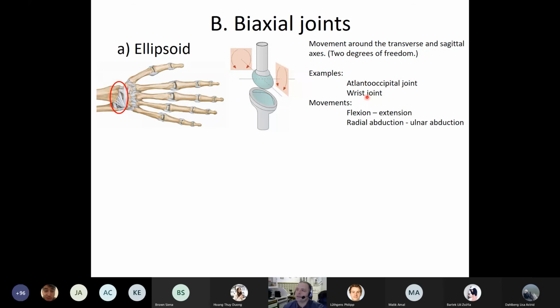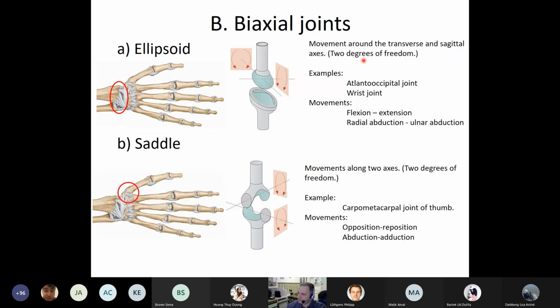The wrist joint is also a good example, that you can move your hand back and forth like the palmar flexion and the dorsiflexion, and you have the radial and ulnar abduction, which is a combination of the two axes together. So in one joint, you have two directions of movements. That's why some authors say that we have 2 degrees of freedom, because we can move the joint around two axes in 2 directions.